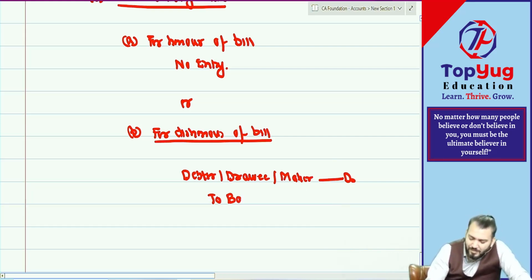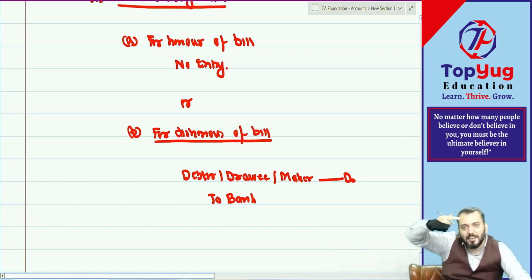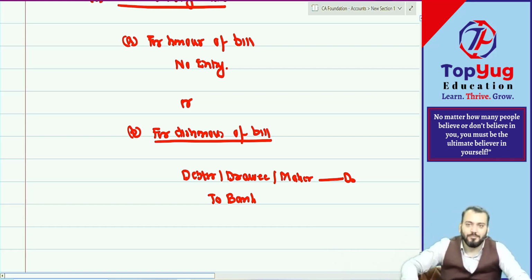Bank, na. Automatically that amount will be credited in the bank account. Bank will credit, na. Bank has that account. Understood? So debtor, drawee or maker account debit to bank. With what amount? 9750 or 10,000?